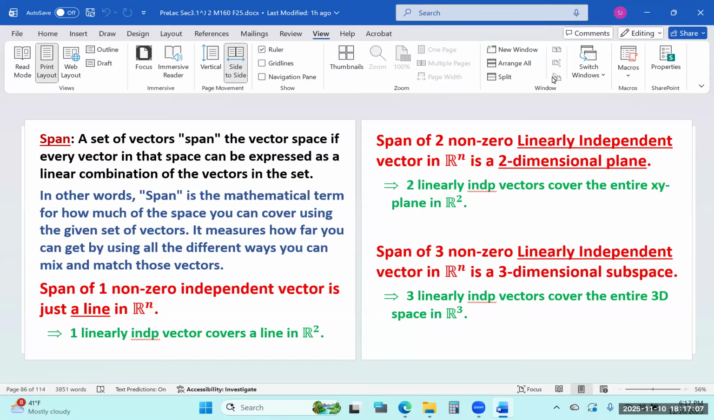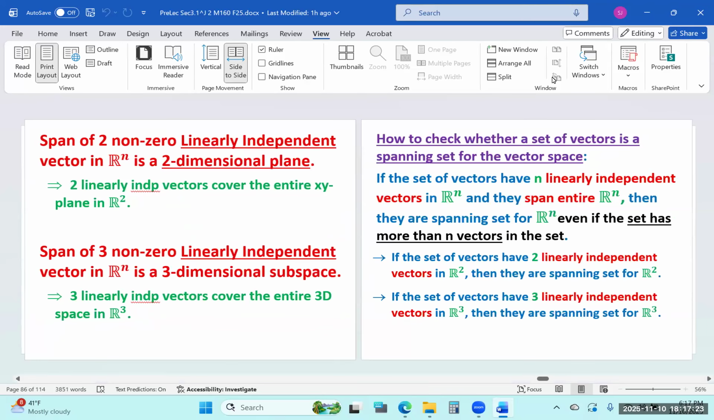R2 can have maximum 2 independent vectors. R3 can have maximum 3 independent vectors. R4 can have maximum 4 independent vectors. If you have more than those, they are not independent. Okay, so how do you know whether a set of vectors is a spanning set for the vector space? It means, do the vectors they give you span your entire space? How do you know that? Well, that's easy. All you have to see is, do you have n many linearly independent vectors in your Rn space? That's all you have to see.